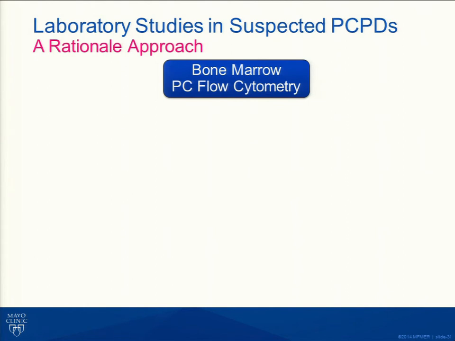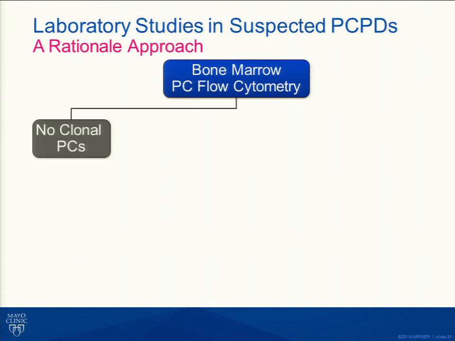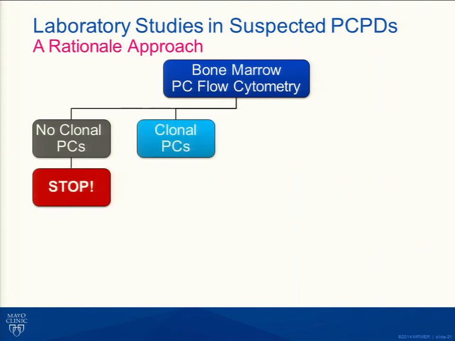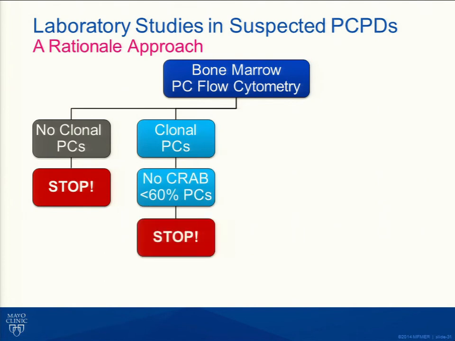Anyways, so as an entry point, when you have a bone marrow in a patient with a suspected plasma cell proliferative disease, high sensitivity flow cytometry is probably the place to start. At least it is in our practice. If there's no clonal plasma cells, you can stop. If there are clonal plasma cells, but there's no CRAB and there's not a high disease burden, you can stop. You can just call it a plasma cell proliferative disease.